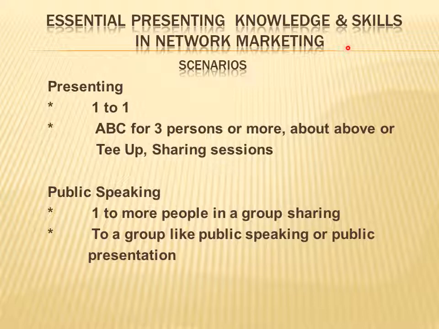Okay, so basically, there are four scenarios in presentation and also public speaking collectively. Firstly, is presenting one to one. Okay, for example, to your friends and to the people that you might know or even you might not know. Okay, the second one is ABC for three-person or more. A is advisor, B is the bridge, who is our introducer, okay, and C is the customer or consumer or friends, okay, and it can be more people, of course.